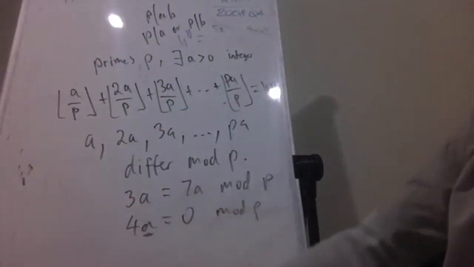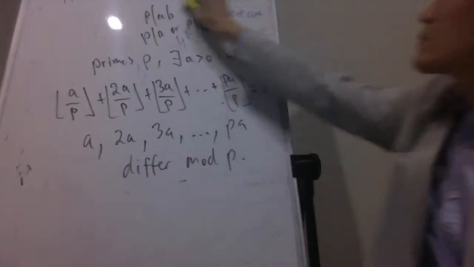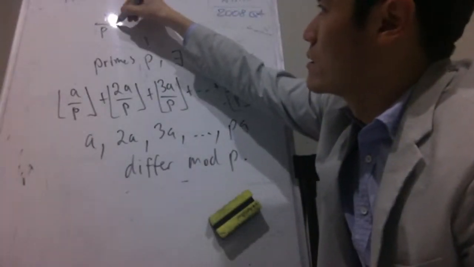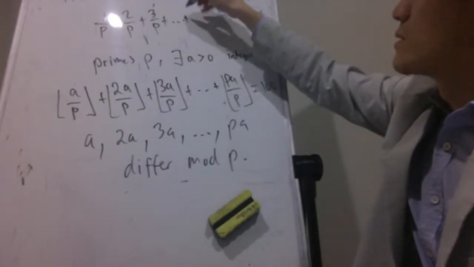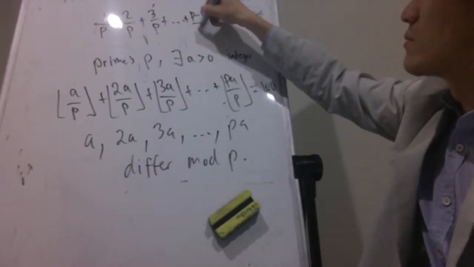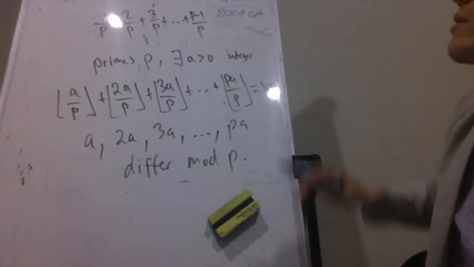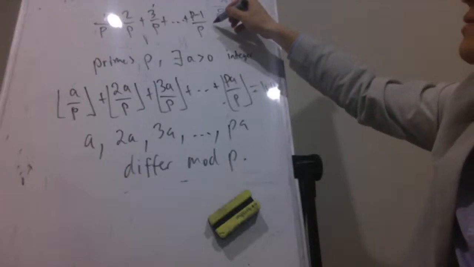So it's taking away 1 over p plus 2 over p, all the way up to p minus 1 over p. Yeah? So that takes away (p minus 1) over 2. Yeah? So this is equal to that.